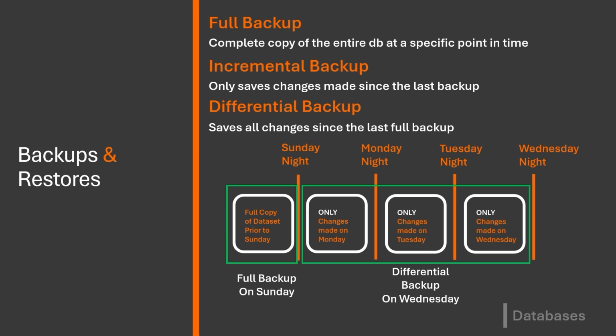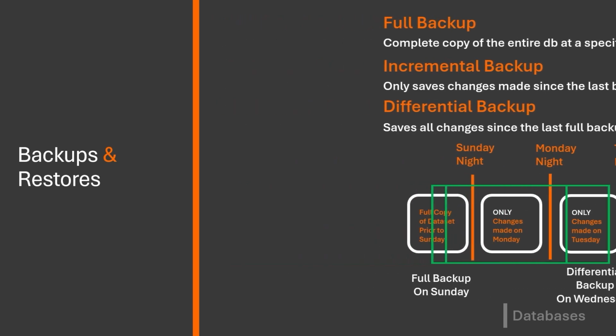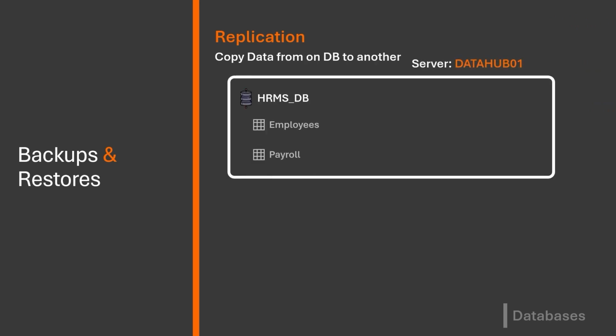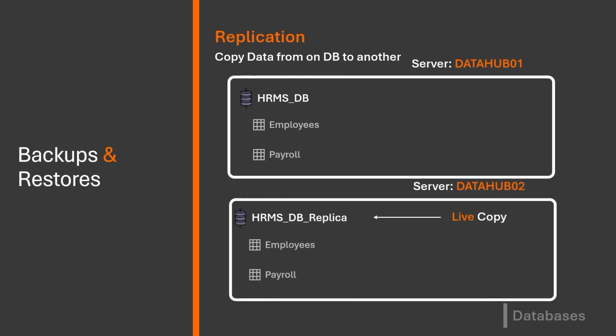When restoring a database, IT teams follow a process. For example, if the database crashes on Thursday, they might restore Monday's full backup first, then apply Tuesday, Wednesday, and Thursday's incremental backups to recover all data. And finally, let's look at two other concepts related to backups. We have replication. This is the process of copying data from one database to another, ensuring data remains consistent and available. For example, a company might replicate its HR database to a second server so that if the primary server fails, the backup server can take over.